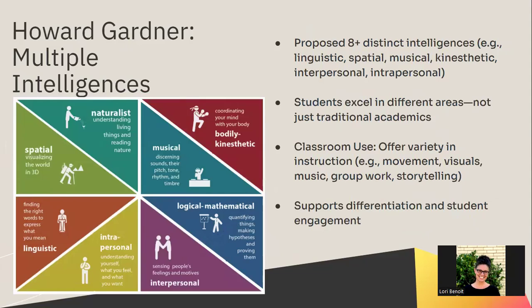Now let's examine Howard Gardner's multiple intelligences. Gardner challenged the idea that intelligence is one-dimensional. He proposed that students have multiple intelligences, such as linguistic, musical, spatial, bodily kinesthetic, interpersonal, and more. This theory encourages us to teach in multiple ways, not just through lectures or reading. If a student is struggling with a concept, it might not be that they don't understand. It might just be that we haven't presented it in a way that connects to their strengths.